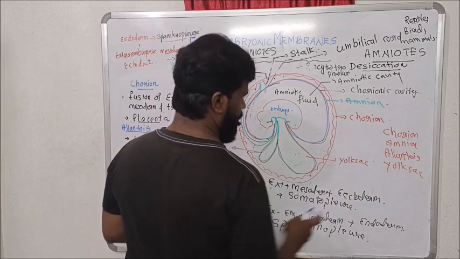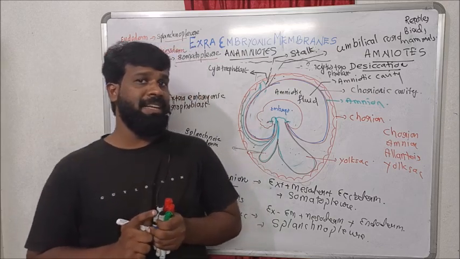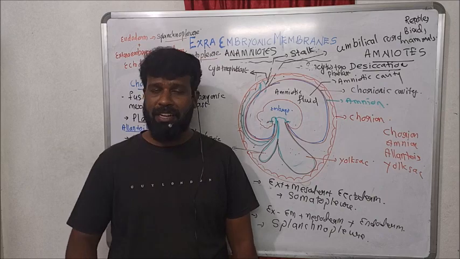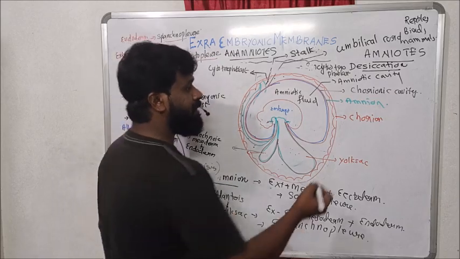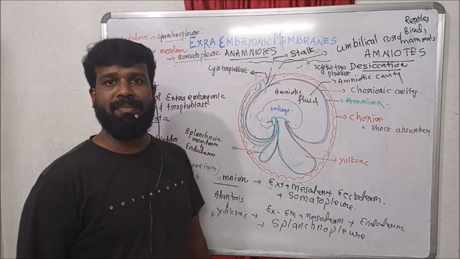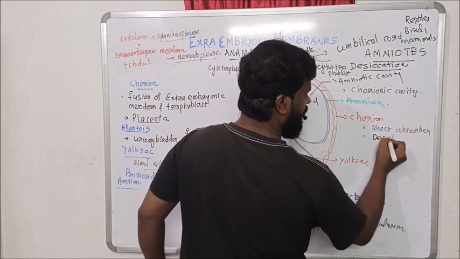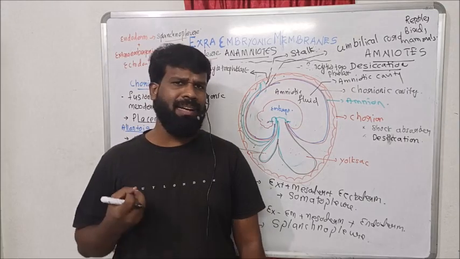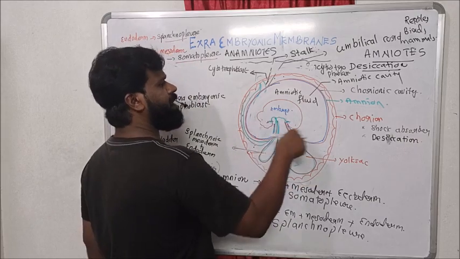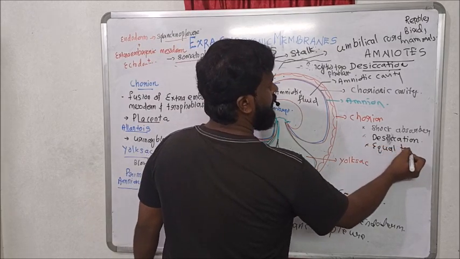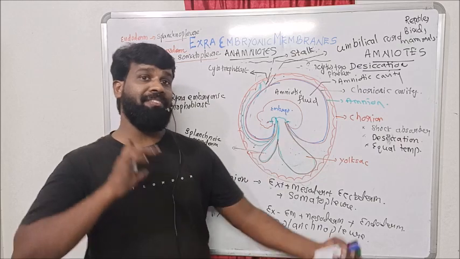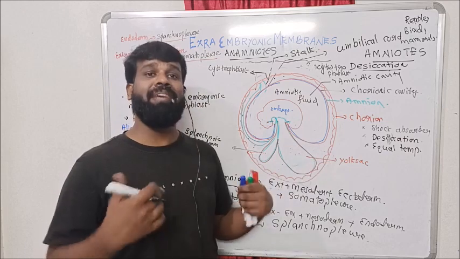The last one is amnion. This amnion is filled with amniotic fluid, and the fetus or embryo is bathed in it. Functions of amniotic fluid include: it acts as a shock absorber; it prevents desiccation, or the drying, of embryo; it maintains equal temperature around the embryo; and it protects the embryo during vigorous contraction of the uterus.